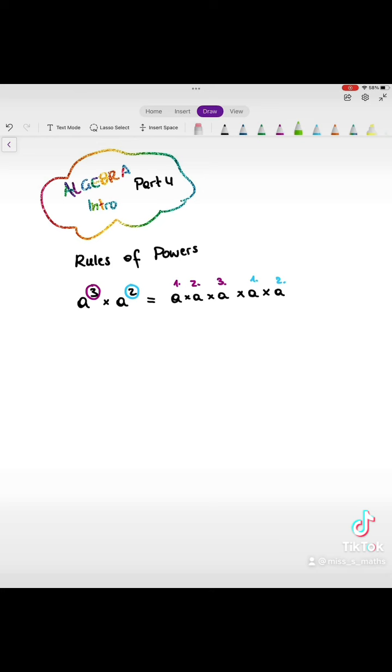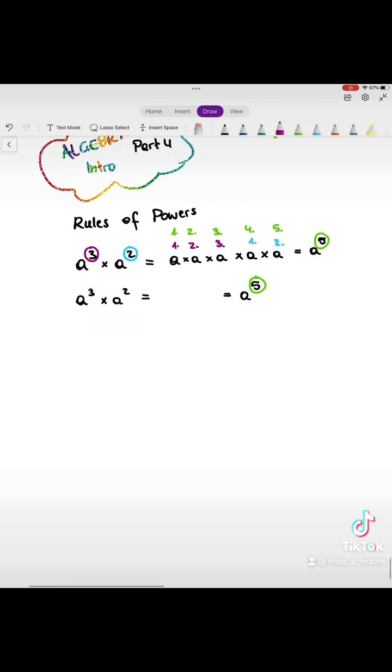This is part 4 on my Algebra Intro videos, and in this video we'll run through the rules of powers real quick. A to the power of 3 means A times A times A, A being multiplied by itself 3 times. A to the power of 2 means A is being multiplied by itself twice. We now have a total of 5 A's written down next to each other, which is A to the power of 5. Now looking at the two top numbers we had there, 3 and 2, how would we be able to get from 3 and 2 to 5? We would have to add these two numbers, and that's the actual rule behind it.